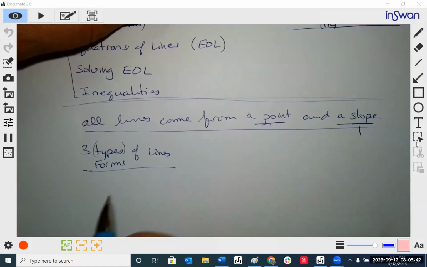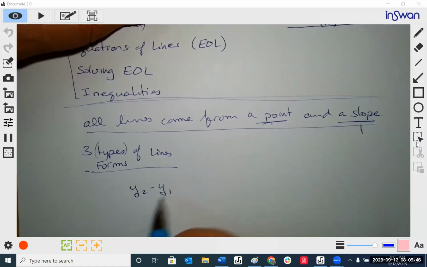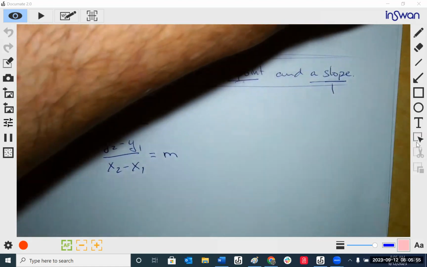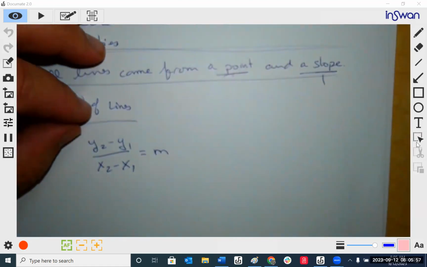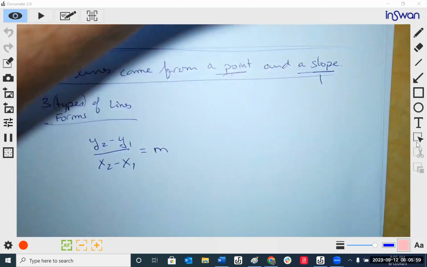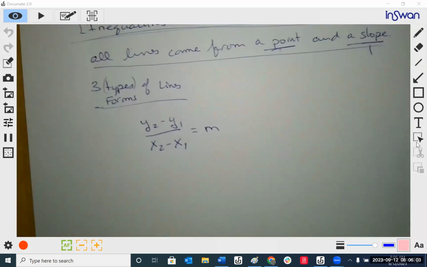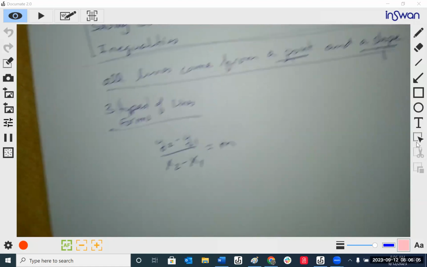And they all come from this equation. It's the slope equation, of course.